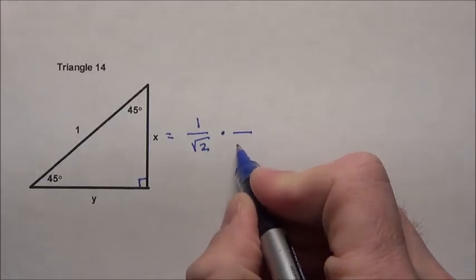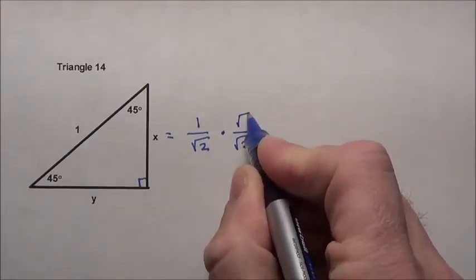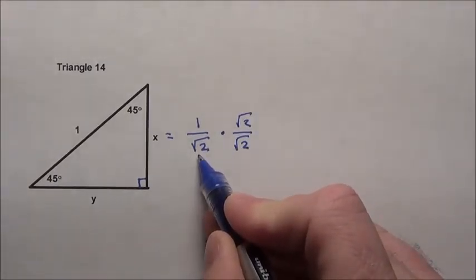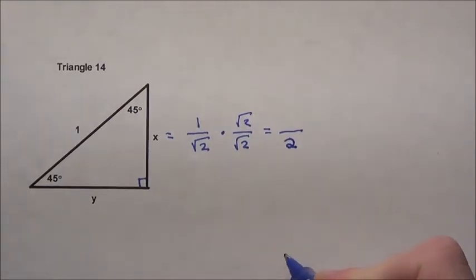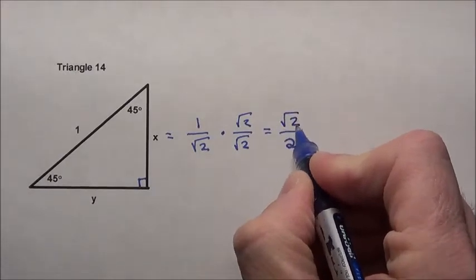To do that, we simply always take whatever's there, which is root 2, put it here and up there. That way we'll have this is worth 1, and when we do the root 2 times root 2, the bottom will become a 2 down here. And now up top, 1 times root 2 is simply root 2.